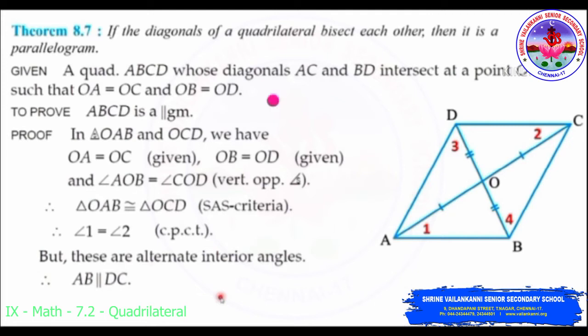Coming to the solution, given a quadrilateral ABCD whose diagonals AC and BD bisect each other such that OA is equal to OC in length, OB is equal to OD in length. We want to prove ABCD is a parallelogram. Consider triangles OAB and OCD. We know that the diagonals bisect each other, so OA is equal to OC and OB is equal to OD.